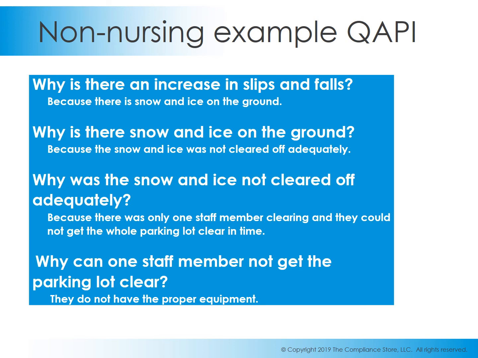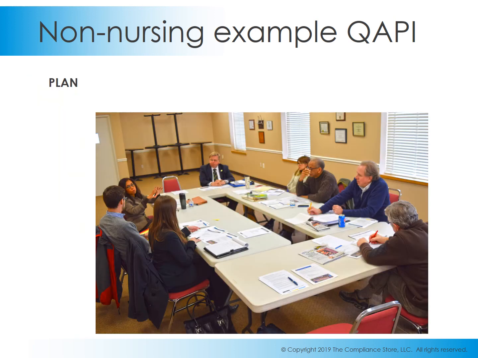Why can one staff member not get the parking lot clear? They do not have the proper equipment. Why do they not have the equipment? Because there used to be a company that removed ice and snow, and now it's just one person. It is determined that the root cause of ice and snow on the parking lot is the groundsperson's inability to get the job done and the need for better equipment.